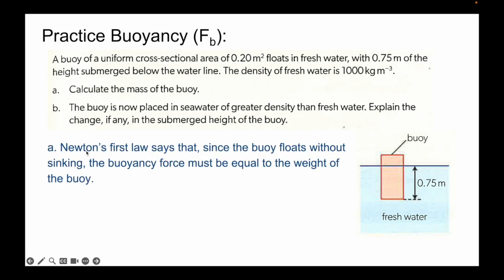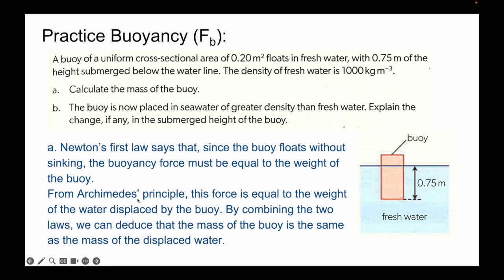Well, for the first one, Newton's first law says that since the buoy floats without sinking, the buoyancy force must be equal to the weight of the buoy. So from Archimedes' principle then, this force is equal to the weight of the water that's displaced by the buoy. By combining the two laws, we can deduce that the mass of the buoy is the same as the mass of the displaced water.